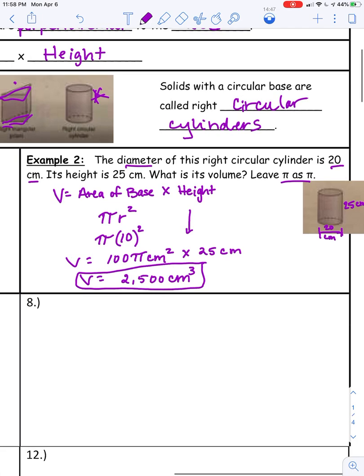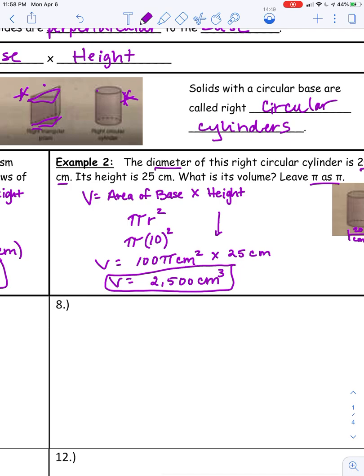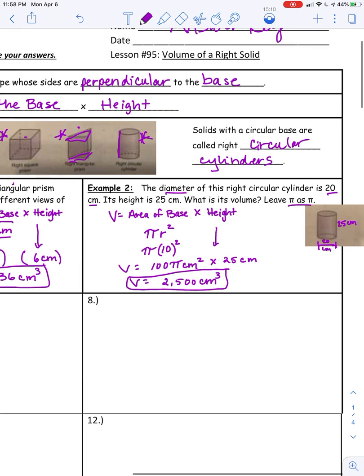Now keep in mind too, I want you guys to think about something I didn't say up here. I'm going to move back up to this part. When you look at a circular cylinder, see how this comes down and meets the base? That is making it perpendicular. It's making a 90-degree angle down there. Even though it's a circle, when that side of the can comes down there, it's sitting at a 90-degree angle. So that's how come it can qualify as a right solid as well.